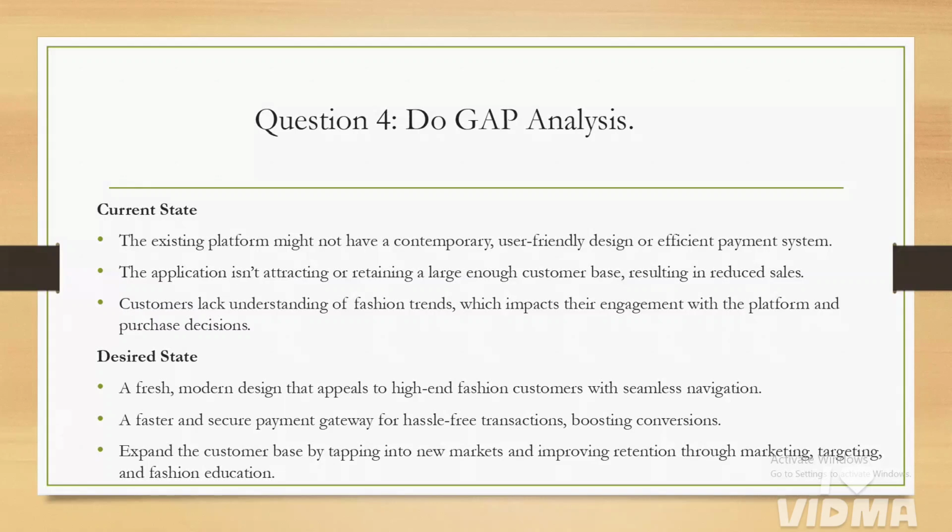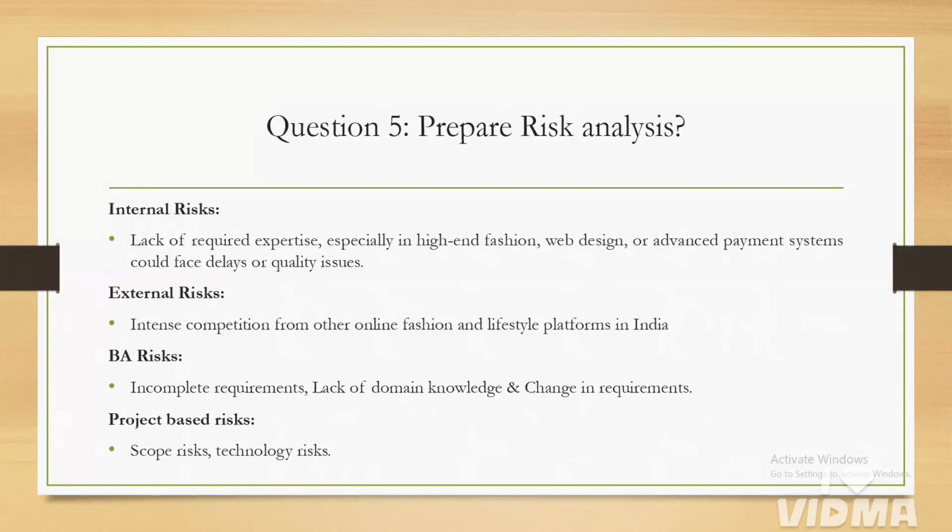Okay, and the next one is risk analysis. First of all, risk is nothing but an uncertain event which may slow down your project or affect your project and cause the project to fail. So before the risk occurs, we will be analyzing whatever risks we may get. Here you can see the risks we are having: internal, external, BA risk, and project risk.